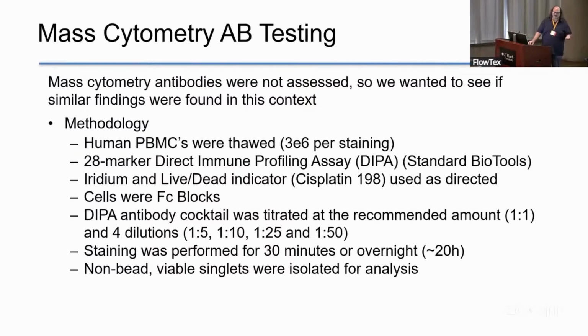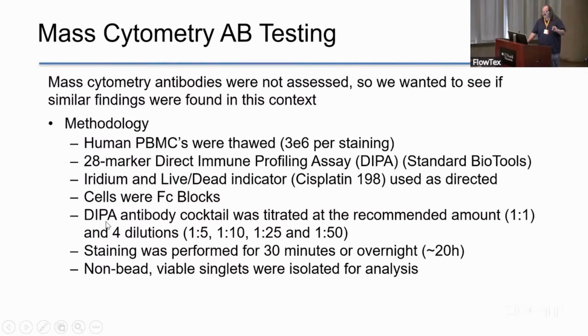I did 3 million per sample. And then I did the iridium and the live/dead indicator, which is cisplatin 198, at the normal amounts, so I could actually see those signals. But all the rest of them, not necessarily. I would then take those cells that are thawed, now stained at this point for live/dead. We do Fc block, of course, because I'm not a savage.